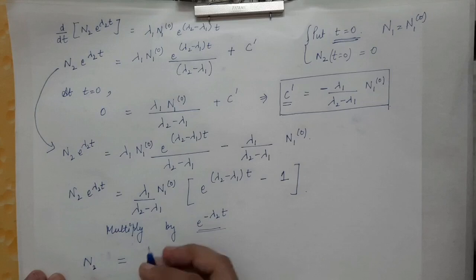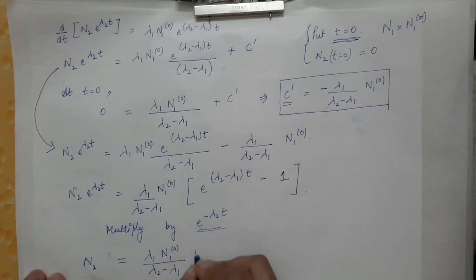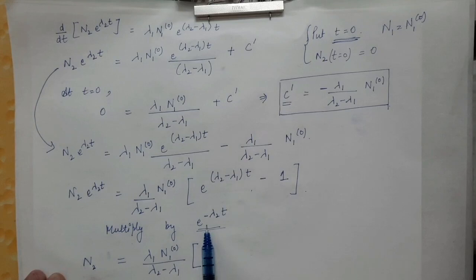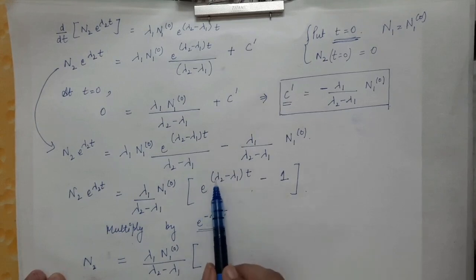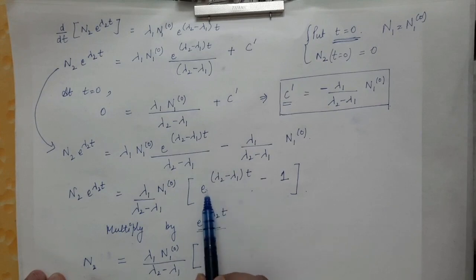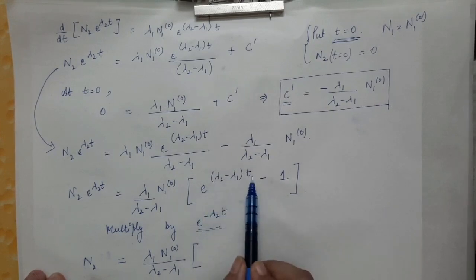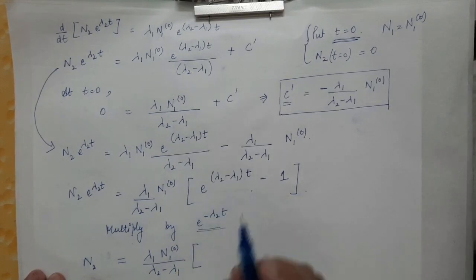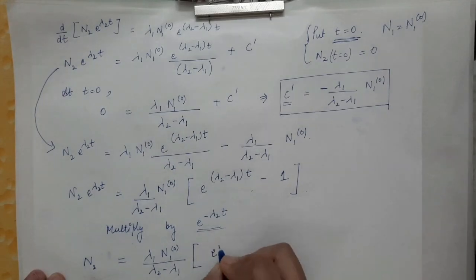So this is the constant term, we will write it as it is, divided by lambda 2 minus lambda 1, and in the bracket, first of all you will multiply by e power minus lambda 2t. Here you have e power lambda 2t, here you already have e power lambda 2t. So when you multiply by e power minus lambda 2t, that will be equal to 1. So you will be just left with e power minus lambda 1t in the first term.